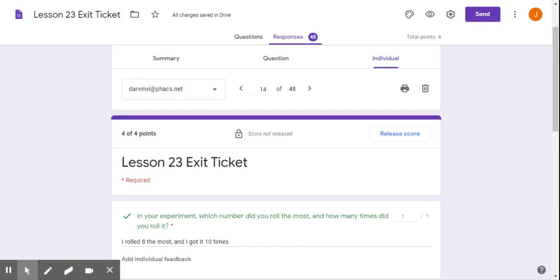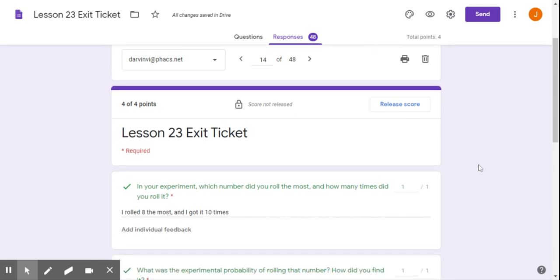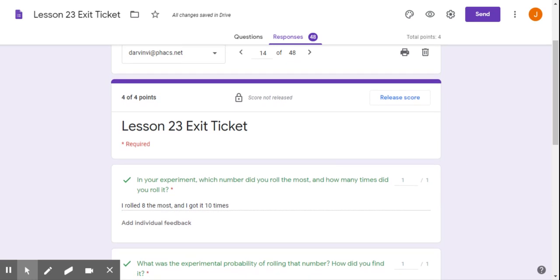All right, we're taking a look at Darwin's exit ticket in this video. All of your answers should be different, but Darwin's is a good example of one correct way to do this exit ticket. The first question says, in the experiment, which number did you roll the most? How many times did you roll it? Darwin rolled the sum of 8 the most, and he got that 10 times.